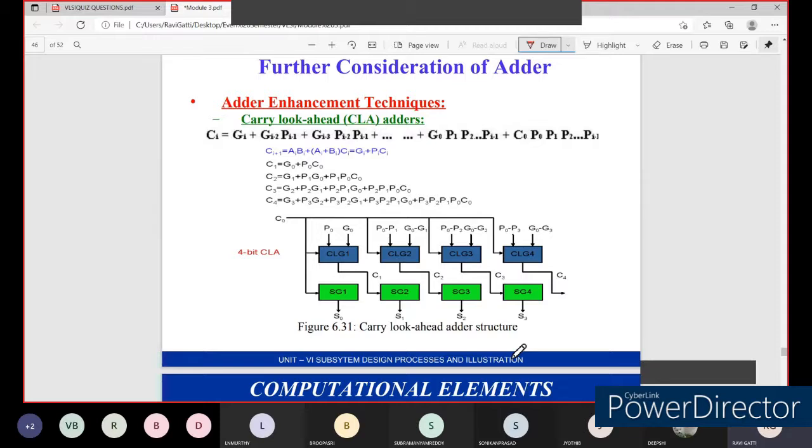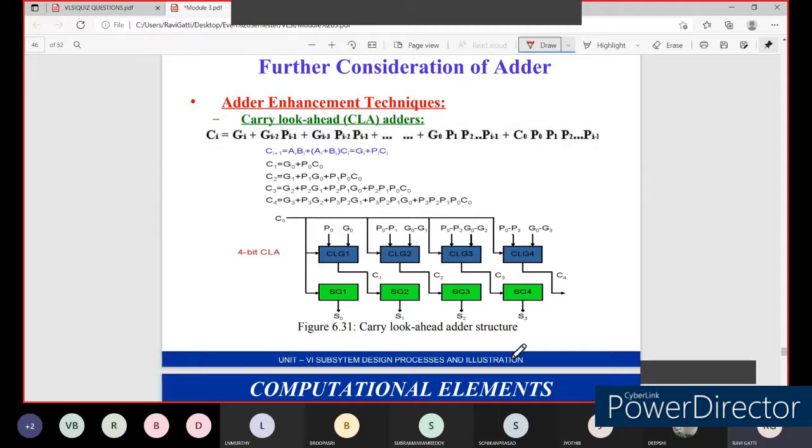You can see the given expression here: Ci is g(i-1) plus g(i-2) into p(i-1) plus g(i-3) into p(i-2) into p(i-1), and so on it goes. That is the expression for the carry for the nth bit.